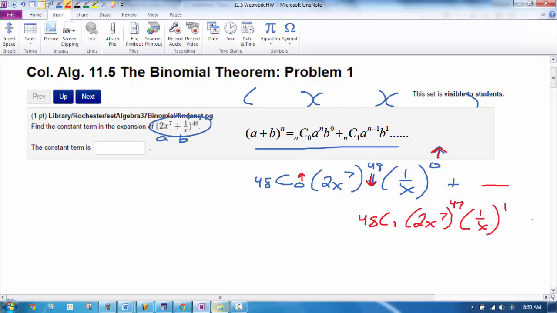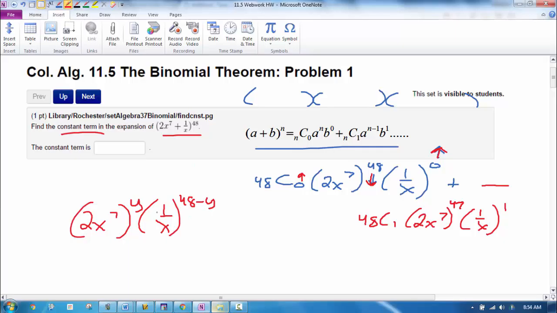Eventually you're going to get a constant term out of that. And this is where this problem is really hard, and you might want to start with an easier one, and I won't ask you a problem this hard on a test. It's way too difficult. But what you would do is think about how you could get a constant term here. You'd have 2x to the 7th raised to some power, I'm going to call that power y, and you'd have 1 over x raised to 48 minus y, because these two numbers always add to 48.